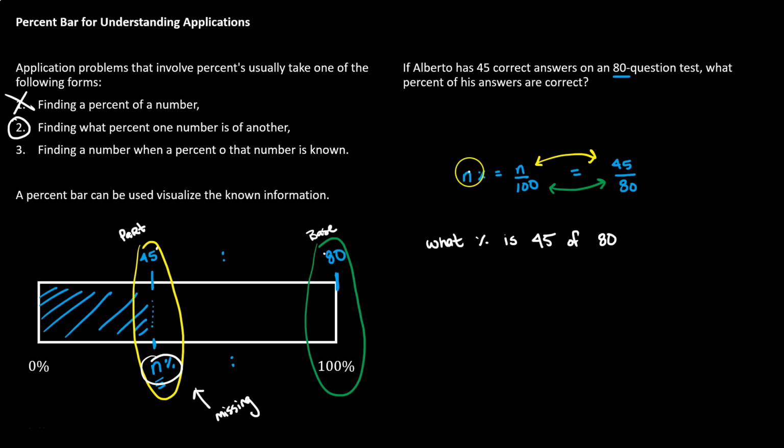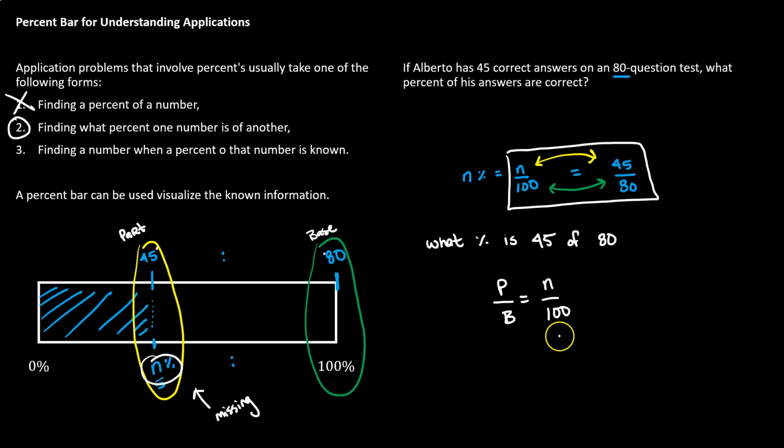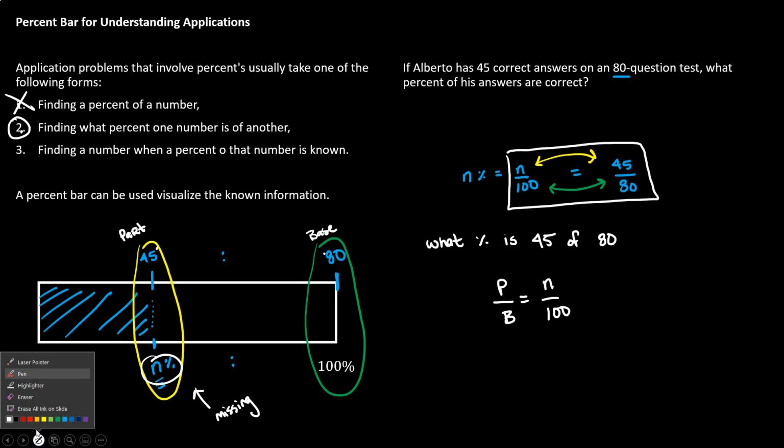I'd like to call this proportion a part over base equal to our percent, n over 100. This is a general form that you can use for any of these percent applications, no matter if it's like part 1, part 2, or the ones that we'll see in part 3. You can set up this part over base equals our percent value over 100. Once you identify the part and the base, you plug them in, and then you solve the proportion just like we did back in chapter 6.